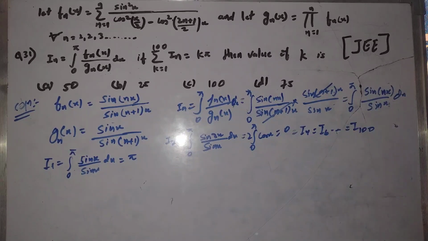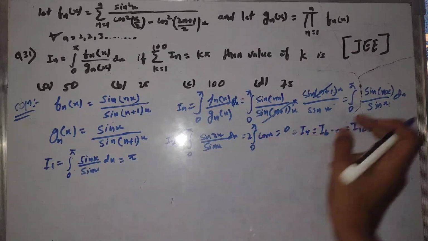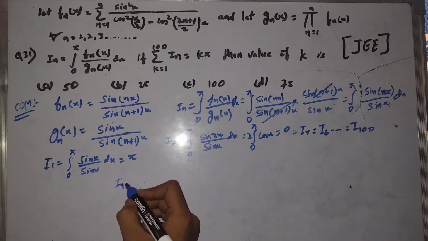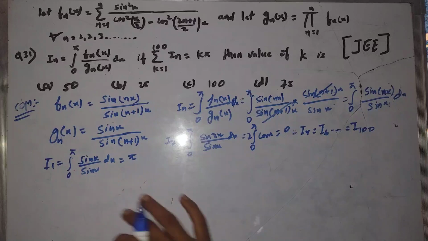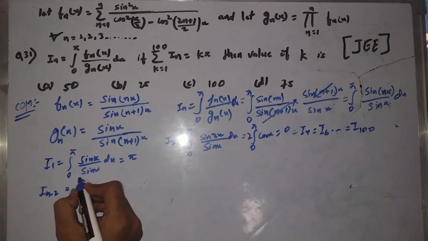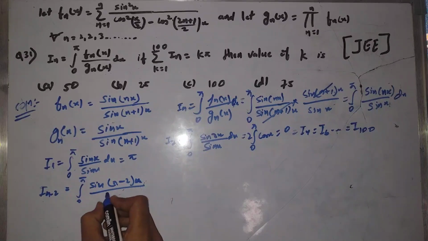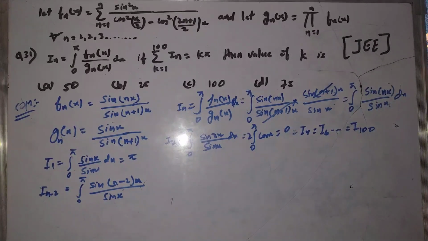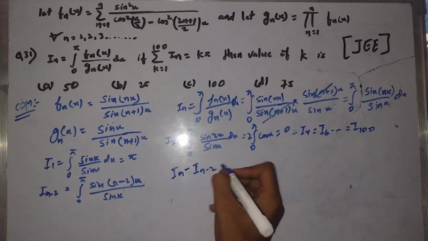Now we have got In. Let me now find In minus 2 for you. So In minus 2 is the integral from 0 to pi of sine (n minus 2)x upon sine x. Okay, this is In minus 2. Now what I'm doing is subtracting In minus 2 from In, just to get an idea of what we are getting.